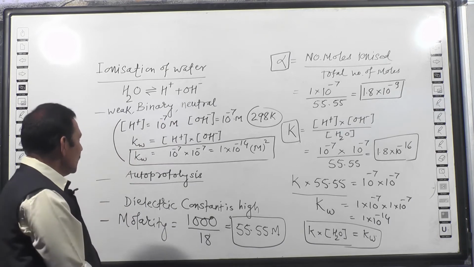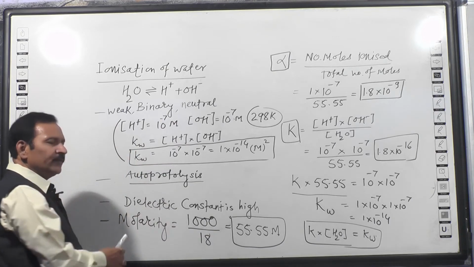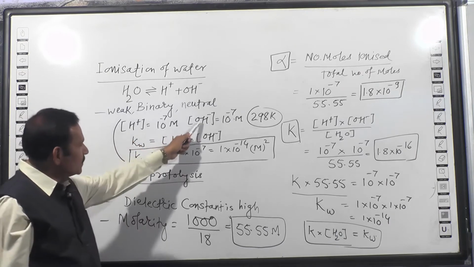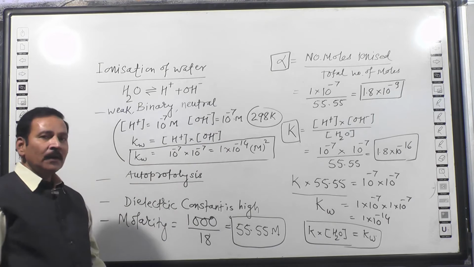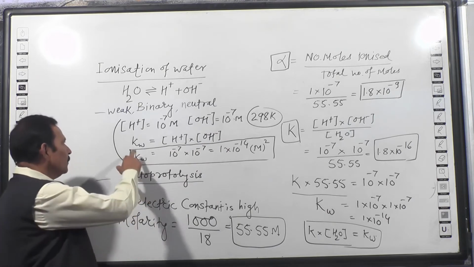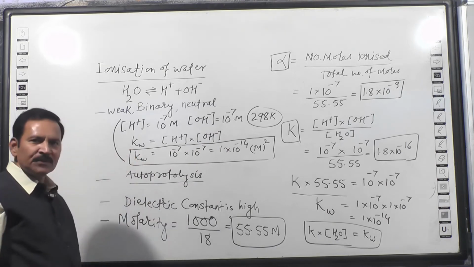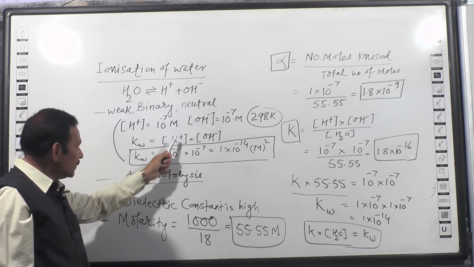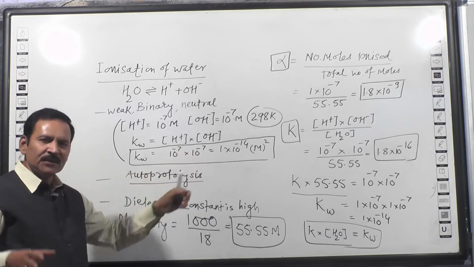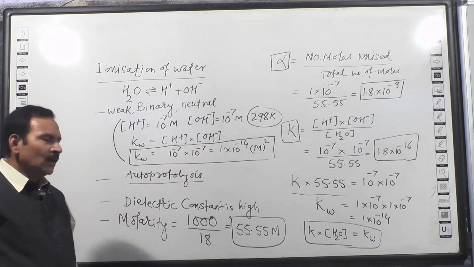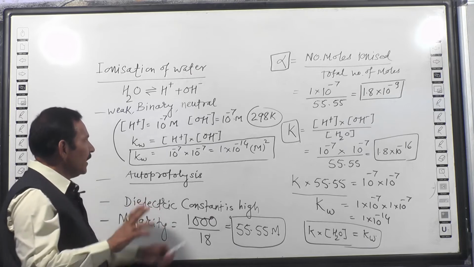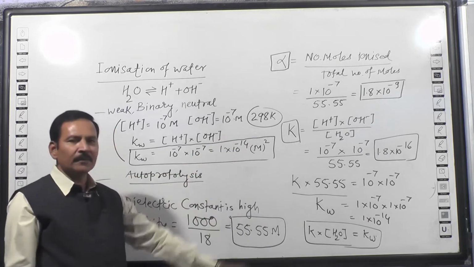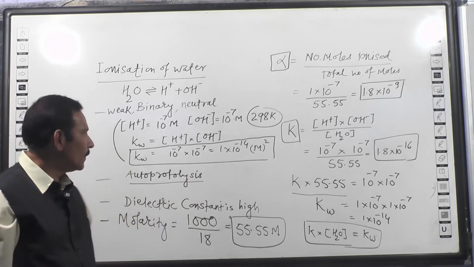One thing: at 298 Kelvin the study is made. H plus is 10 to the power minus 7 mole, OH minus is 10 to the power minus 7 mole. If we take the product of these two, a new property of water comes into play, that is the ionic product of water: the product of concentration of H plus and OH minus ions in pure water at equilibrium at a given temperature, and the value of that comes to be equal to 1 into 10 to the power minus 14.